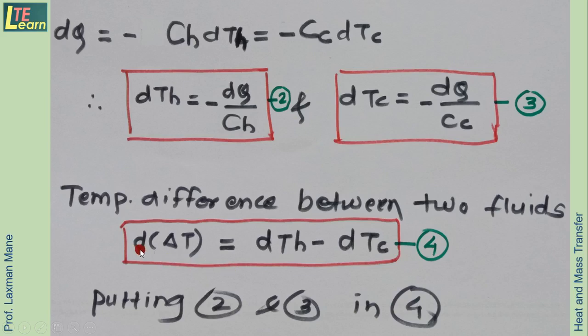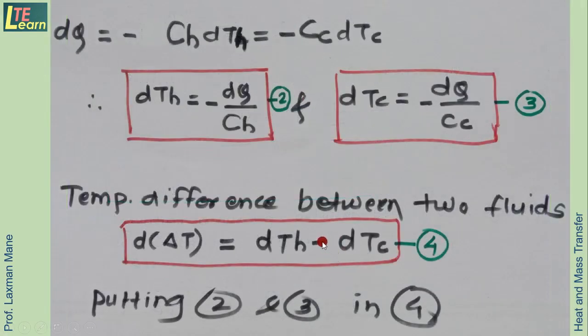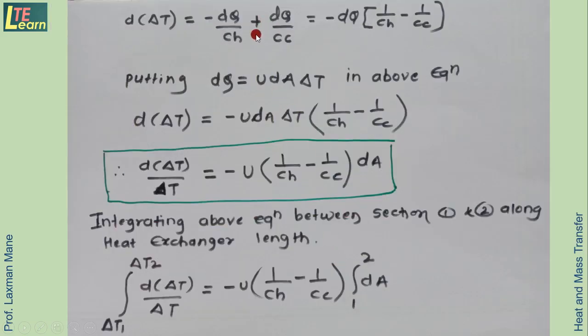So the equation will be what? d of delta T is equal to minus dq upon CH, and here that minus sign is there, and also there is a minus sign for this dTc. So these both minus signs will become a plus sign. So that's why a plus sign has come here. Okay, so now here we will take minus dq as common. So inside the bracket 1 upon CH, plus 1 upon CC.